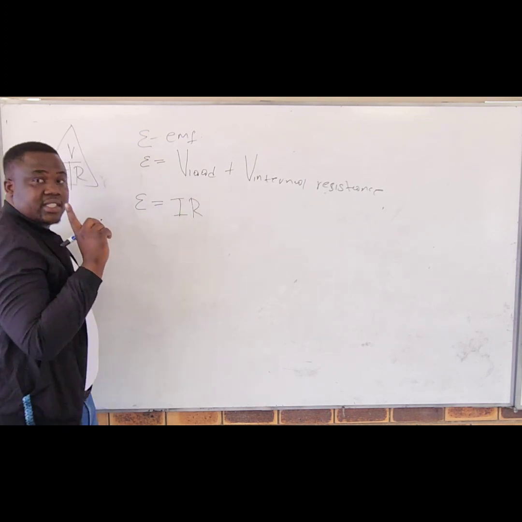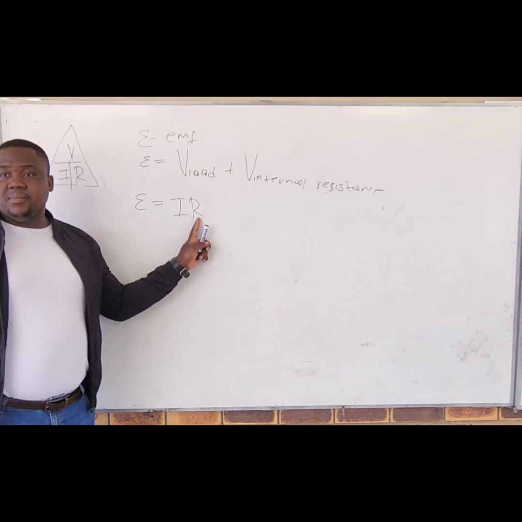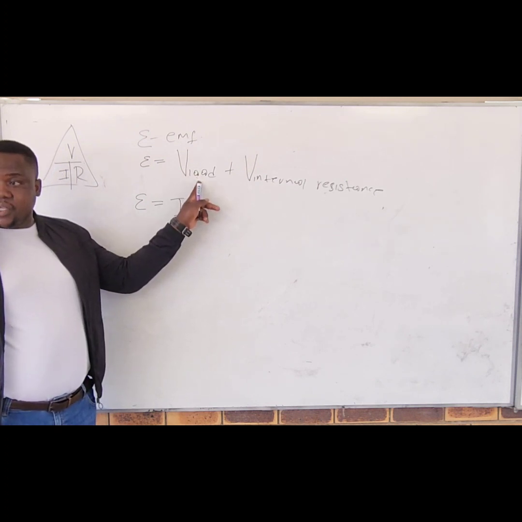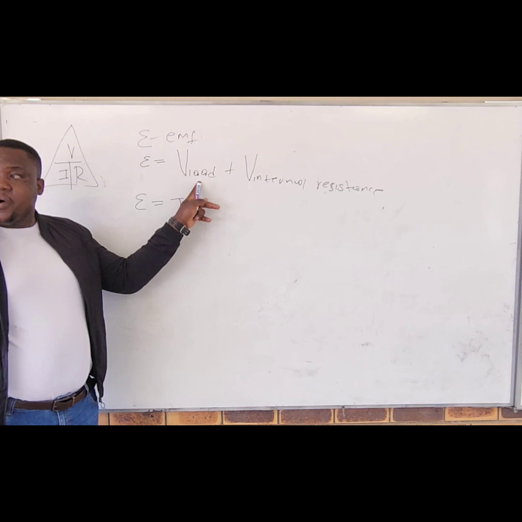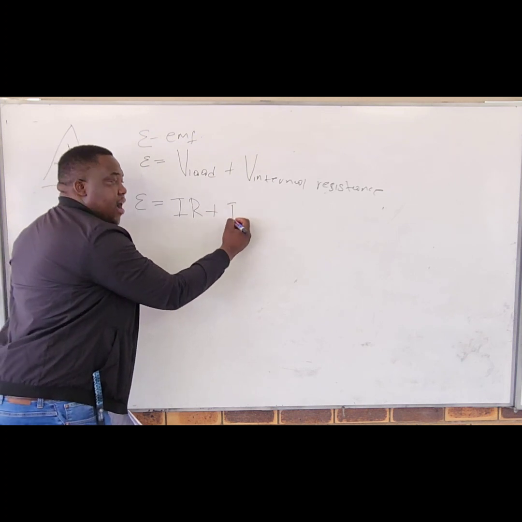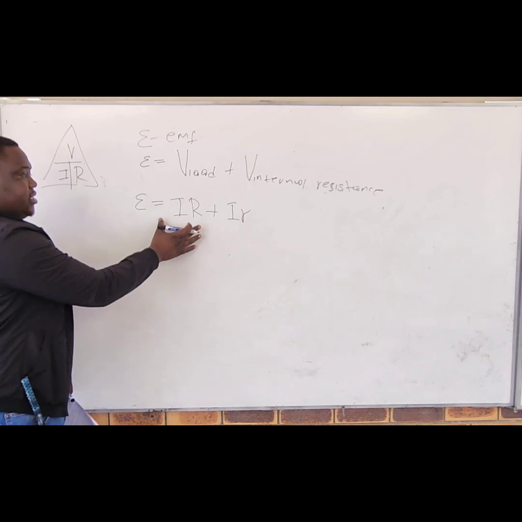meaning that for V load we can write I R. Notice that I'm writing capital R, because capital R is the external resistance. Because V load, remember, is the voltage reading from external resistors. You understand, right? That's why I'm using capital R. But here I will use I small r. So this is the formula.